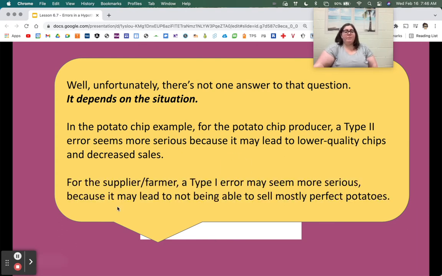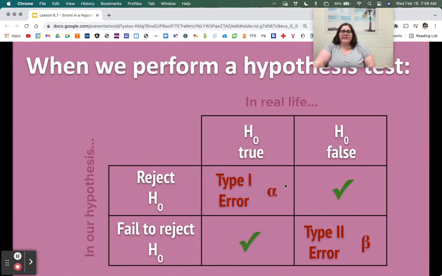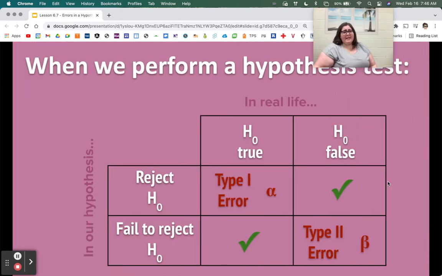In that same example, for the supplier or farmer, a type 1 error may seem more serious, right? Because that's when the potato chip company is saying, these potatoes are bad, more than 8% are blemished, I don't want them, send them back. But in reality, they were fine. So they're kind of losing out on a chance to make money. They probably won't throw away the potatoes, but they've kind of gone through a lot of trouble and are now dealing with not being able to sell potatoes that were fine. So it depends on the situation in reality.